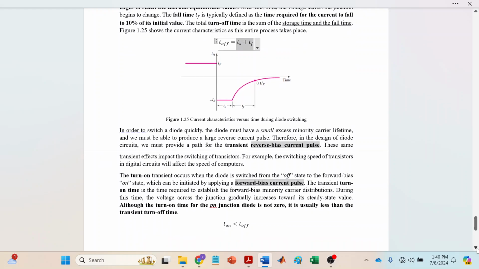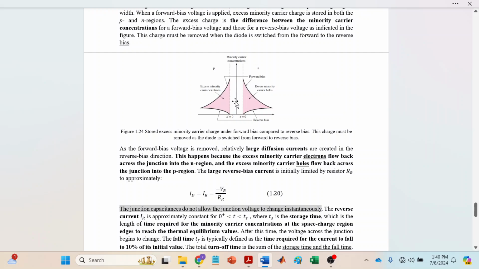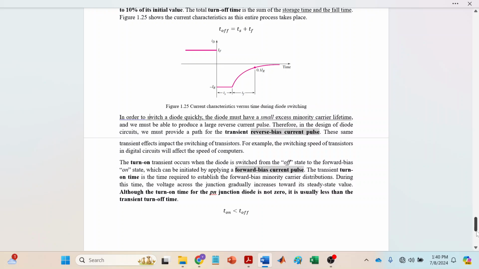So what it means is that in order for the diode to switch off quickly, the diode must have a small excess minority carrier lifetime. If the diode is to switch quickly, this excess minority carrier lifetime has to be very short, and you must be able to produce large reverse current pulses, because the large current pulses will enable it to switch off quickly. So in the design of a diode, you must produce a path for the transient reverse bias current pulse so that it switches off faster. And this is important in computer applications, because computers are made up of transistors, transistors are made up of diodes, and it is diodes that are switching.